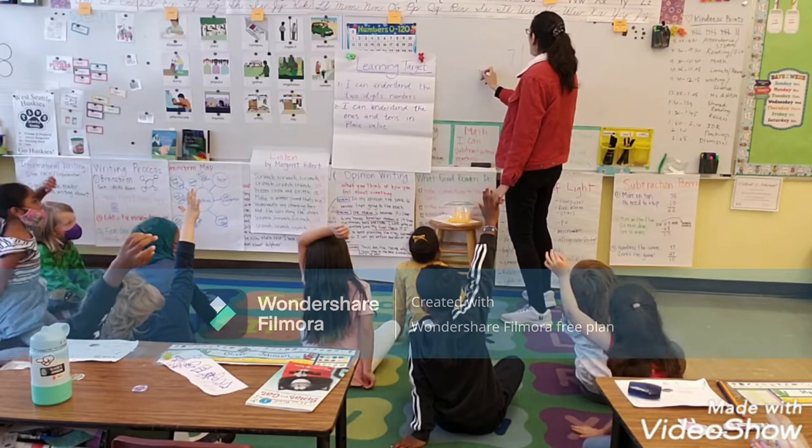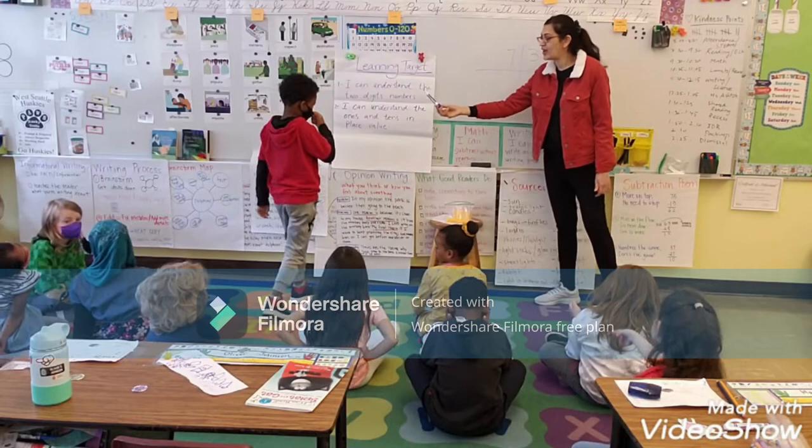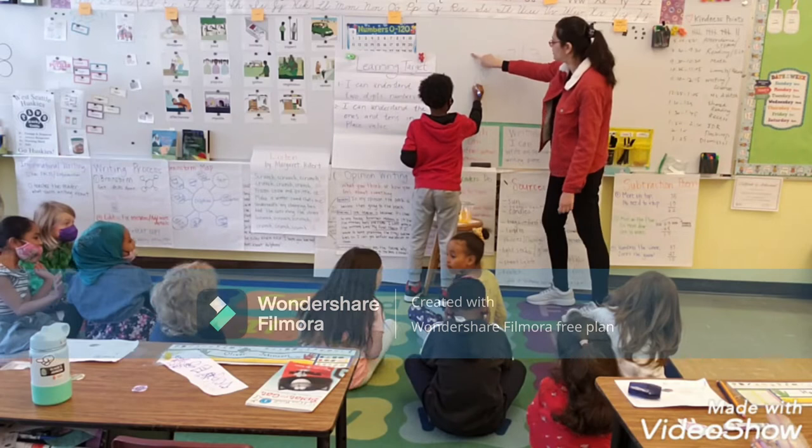All right, Abdulghali, can you come over here please? And you have to draw the ones and tens. Go ahead. Okay, tell me, which is the tens? This is the tens, this is the ones. Okay, go ahead and draw the tens and ones. So you have to draw over here. That's fine.